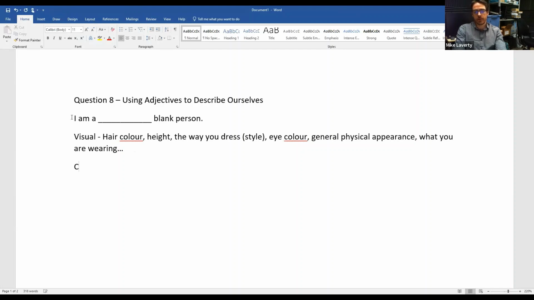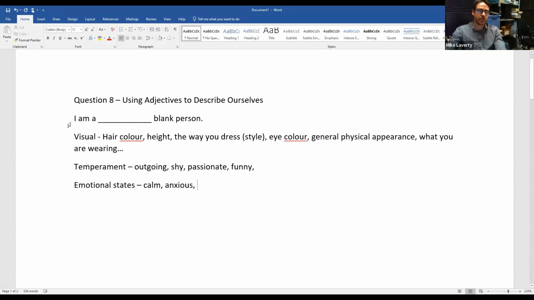But I mean, I am a, you could be like, this could be temperament. Are you outgoing? Are you shy? Are you passionate? Are you funny? So this could be like emotional states, like your inner, I am a, I'm a calm, anxious, so you just find an adjective to describe yourself.